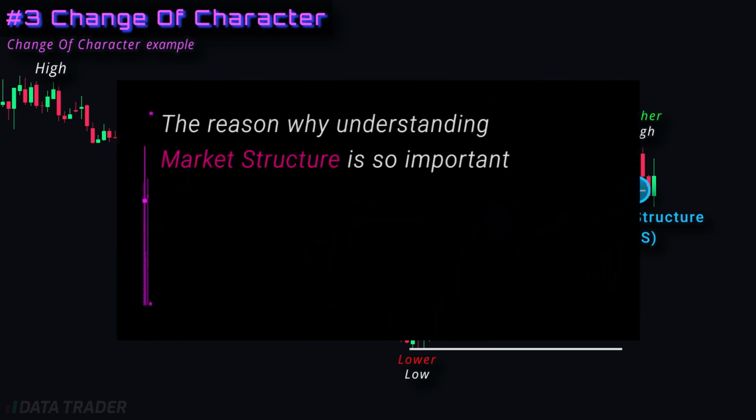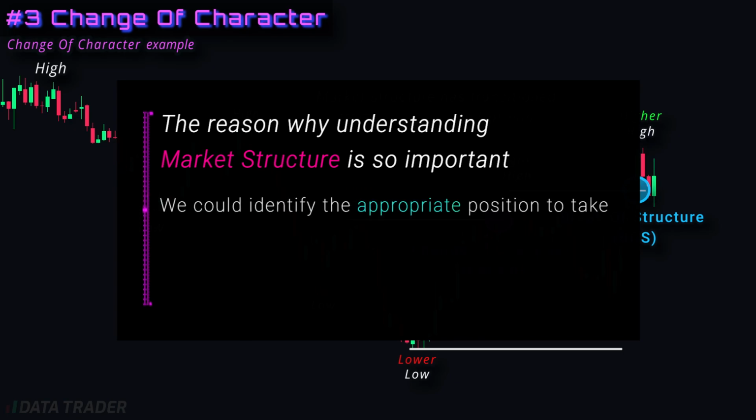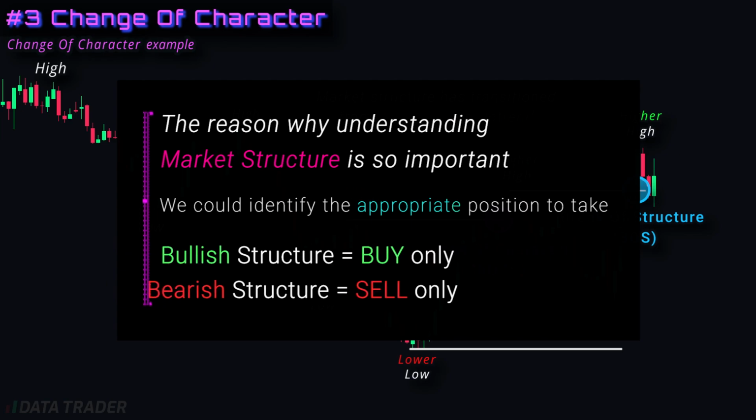Now, one of the main reasons why understanding market structure is so important is so that we could identify the appropriate positions to take. Because we only take positions that are aligned with the current structure. So, if the market structure is bullish, then we're looking to take buy positions only. And if the market structure is bearish, we're looking to take sell positions only. So, now that we've mastered all the essential smart money concepts, let's see how we could implement this into our trading strategy.